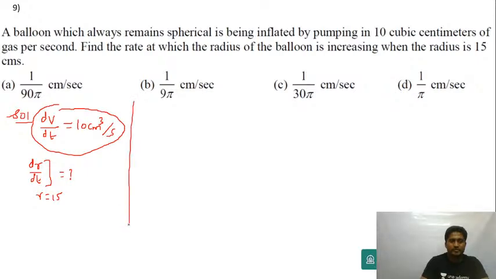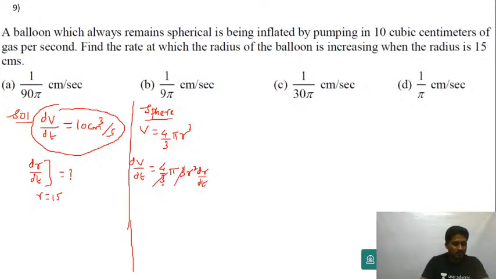We know the volume of a sphere, from mensuration, guys. We have done it in 12th as well. Volume of a sphere is equal to 4 by 3 pi r cube. Now if I differentiate, dv by dt is equal to 4 by 3 into pi. Differentiation of r cube is 3r square into dr by dt. 3 and 3 cancel. dv by dt will be equal to 10, that's already given in the question.